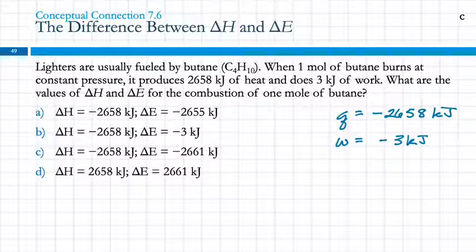Okay, so that's Q and W. And we're really not having to do any real math here. This is just about what are these things. So delta E, let's do that one first. Delta E is Q plus W, right? We learned that a while ago. So if we take these two negative numbers and add them together, which of these is going to be correct?